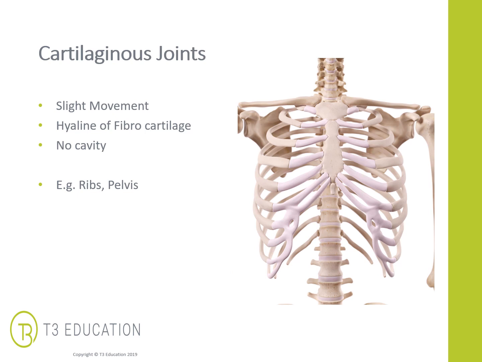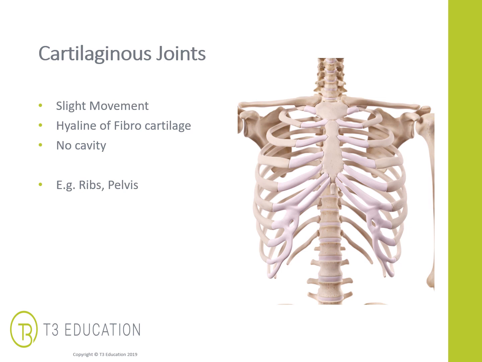Cartilaginous joints, these are slightly movable joints, or amphiarthrosis, as we labelled them earlier. And this is where, again, we've got no synovial cavity, but the bones are held together by either hyaline cartilage or fibrocartilage. So a good example of that is the ribs to the sternum.